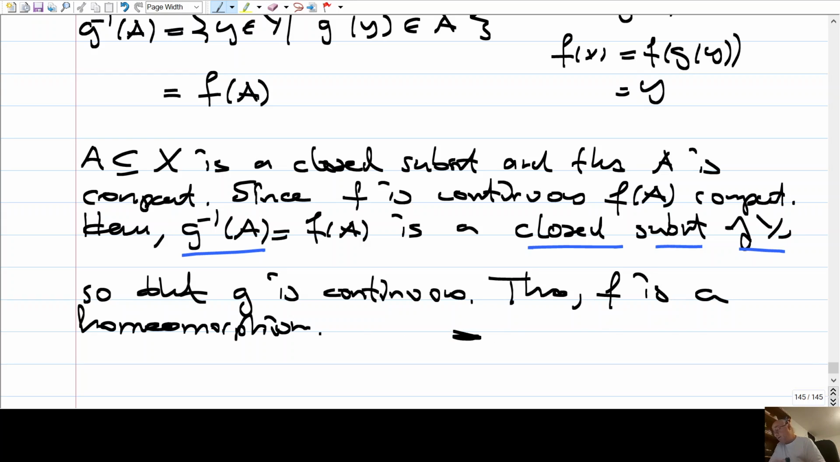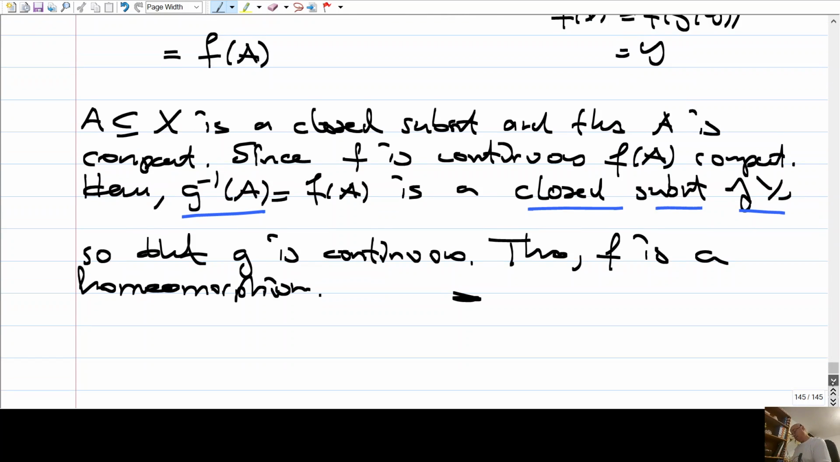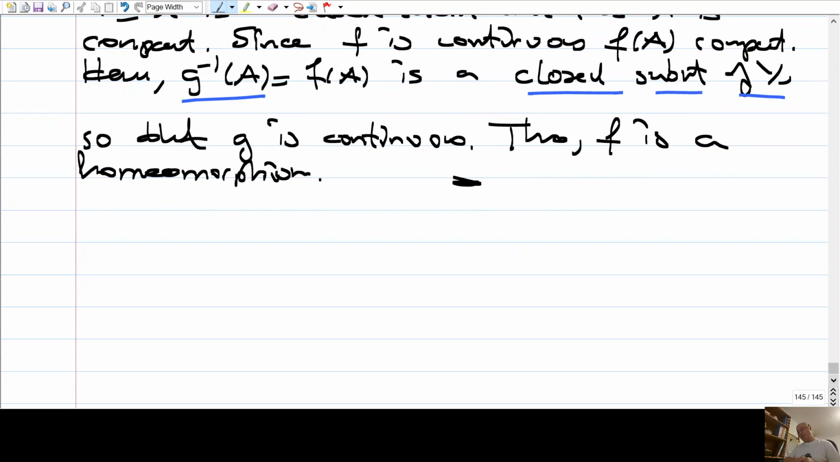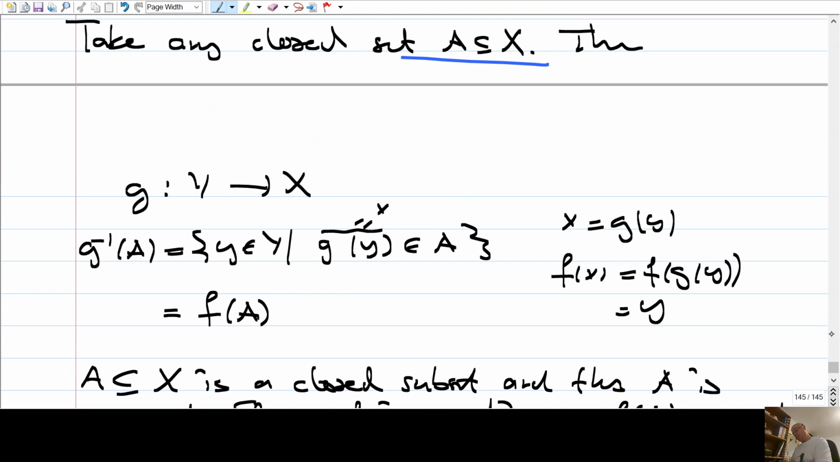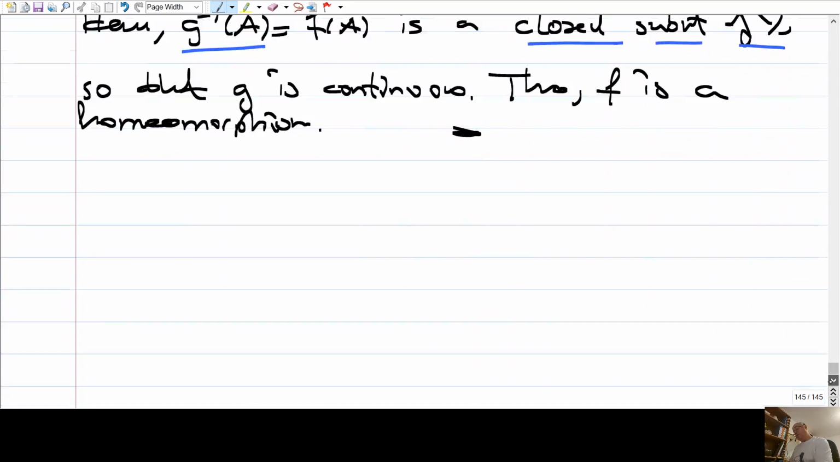Okay, that's a very important result. Do you have any questions so far? So, if you are on a compact space, and if you have a function onto some other metric space, and if your function is one-to-one and continuous, then that function is necessarily a homeomorphism.